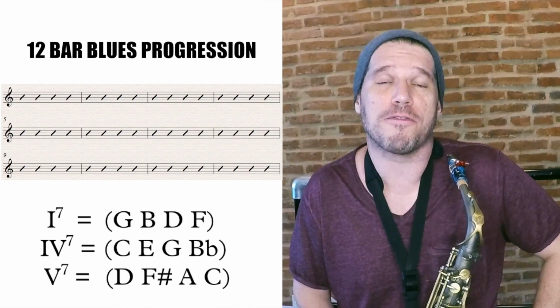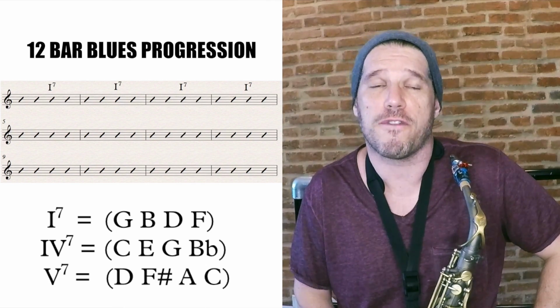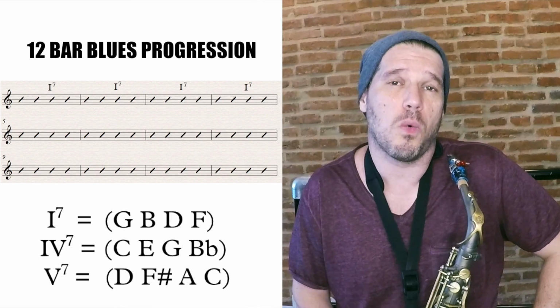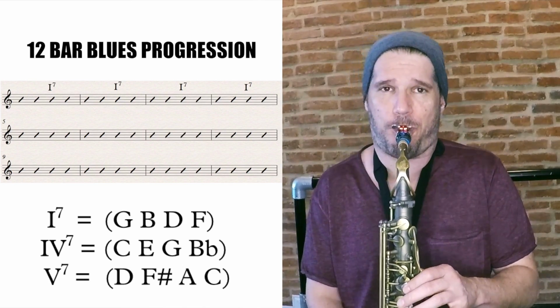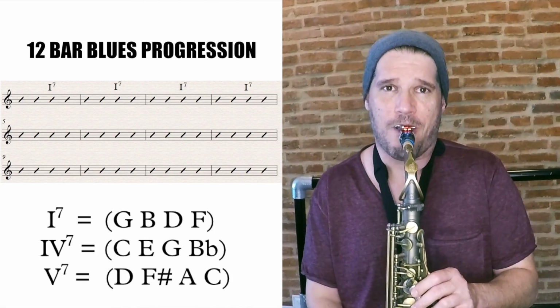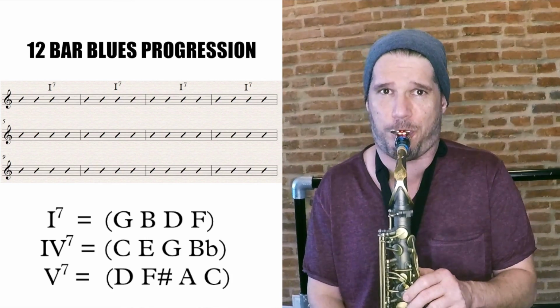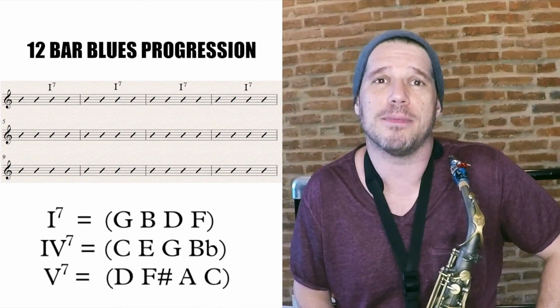Your first 4-bar phrase is super easy. It is just your 1-7 chord for 4 measures. We are going to chord outline this, meaning we're going to play quarter notes, 1, 3, 5, flat 7. So I just played a G7 chord 4 times ascending.